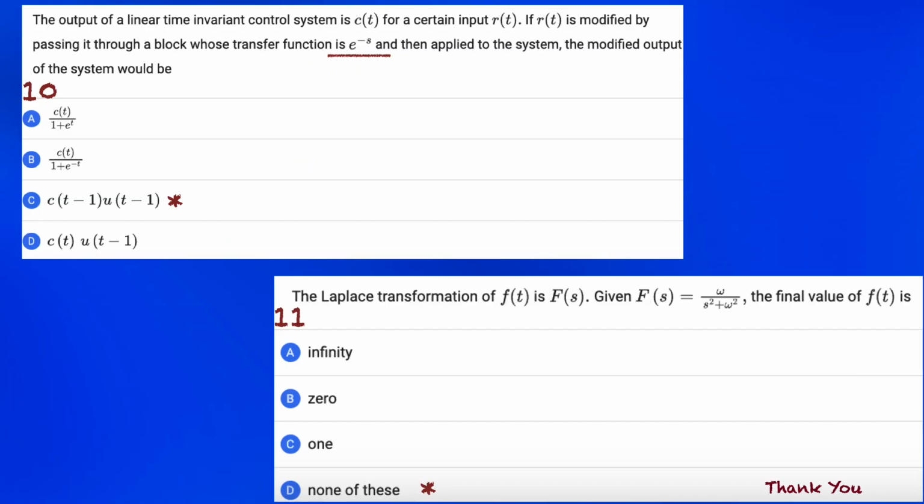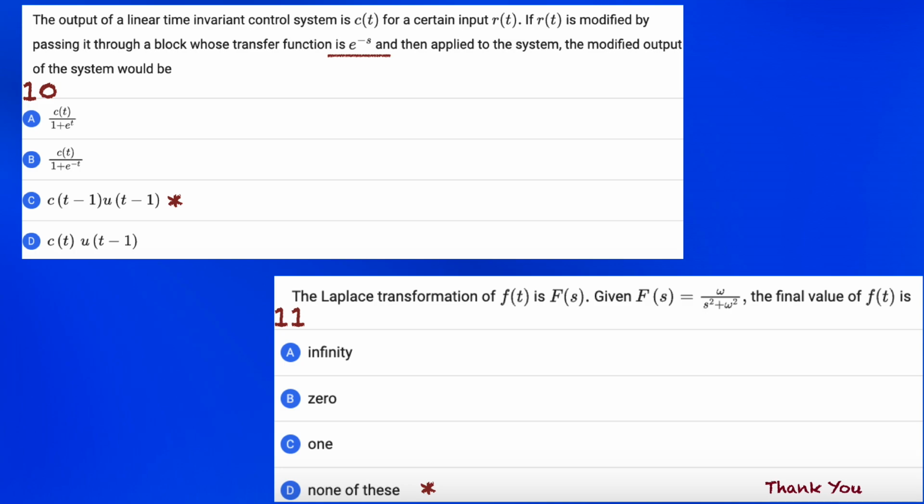Moving on to the 10th problem. The output of the linear time invariant control system is c(t) for a certain input r(t). If r(t) is modified by passing it through a block whose transfer function is e raised to minus s, what does this block do? It will just delay whatever comes to it. If c(t) is coming to it, c(t) will be delayed by one time unit, because it is e raised to minus s. On the other hand, if it is e raised to s, it can advance it. So e raised to minus s is responsible for delaying c(t) to c(t minus 1).